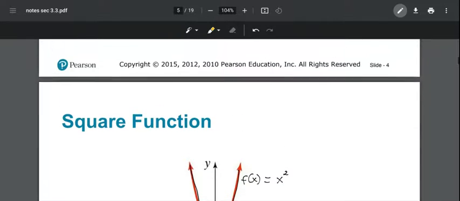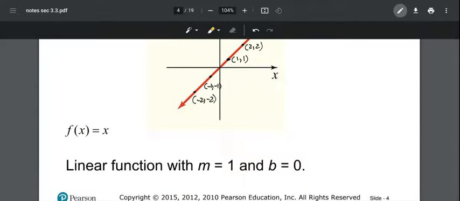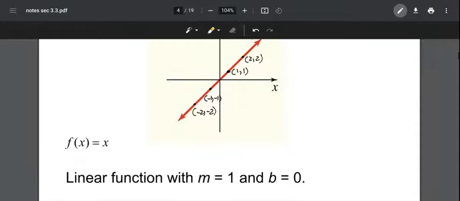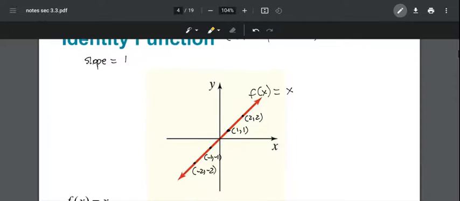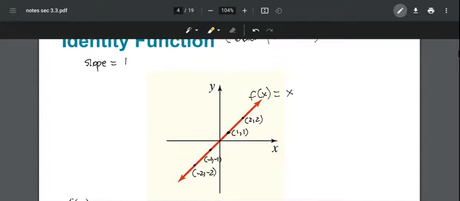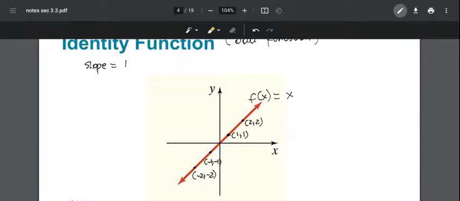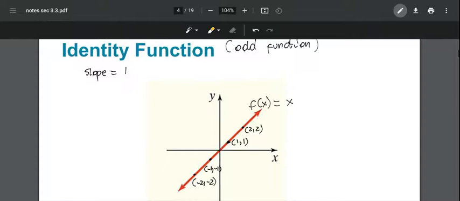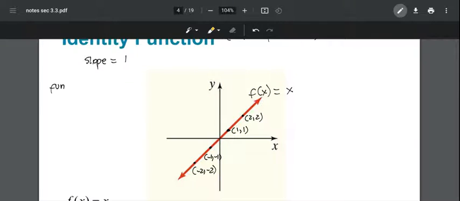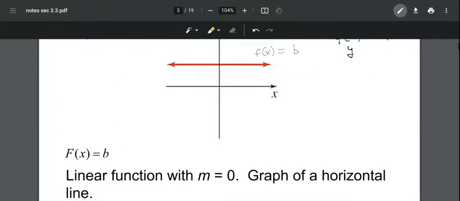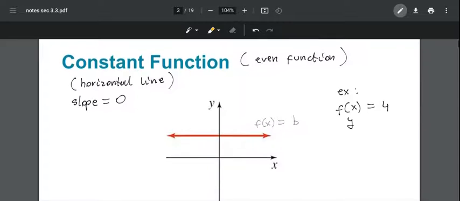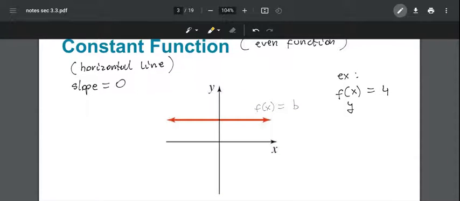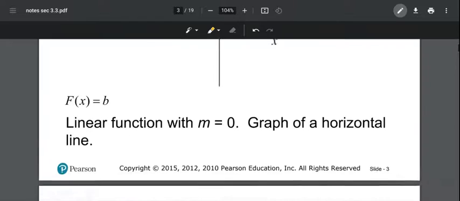I will go back here. When we have the identity function, the slope is equal to 1, so the slope is positive, which means this function will be increasing. The function increases in its entire domain, from negative infinity to infinity, which means for all real numbers. And our constant function is just constant. We see that horizontal line.